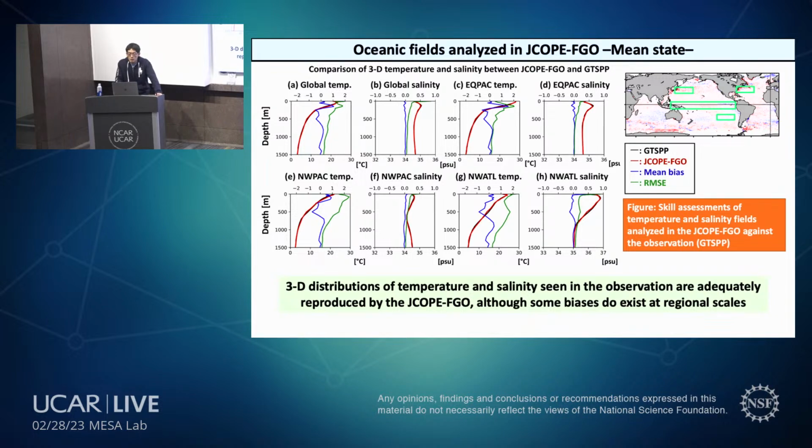And we also validated the 3-dimensional structure of temperature and salinity fields analyzed in JCOPE-FGO. Here we show a comparison of 3-dimensional temperature and salinity for the global domain and several subdomains of the global ocean. Although some regional biases do exist, our extensive comparison of the analyzed fields revealed that the three-dimensional temperature and salinity fields, which characterize the water mass structure, agree well with the observation.